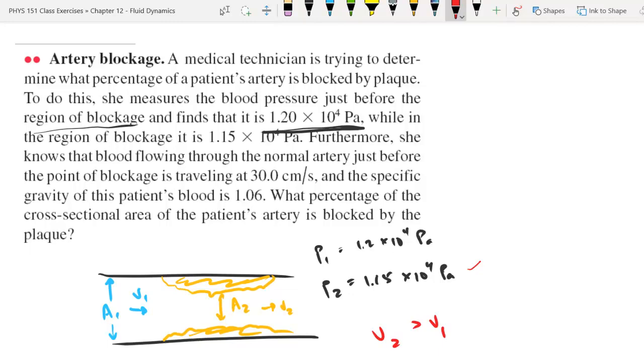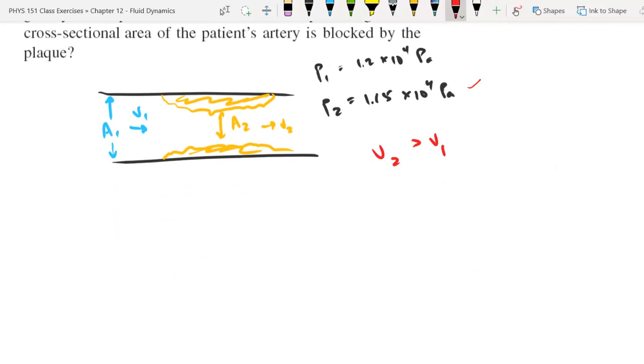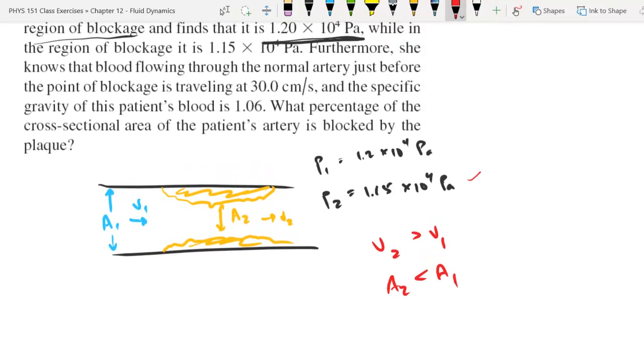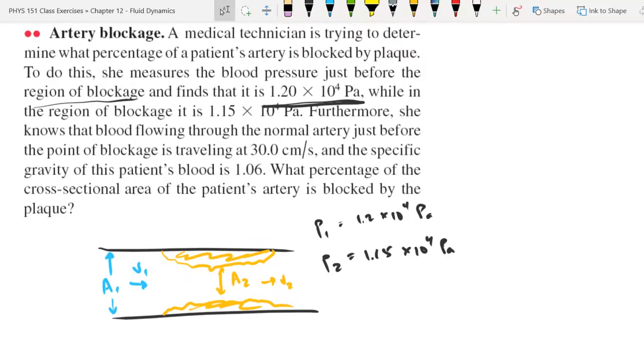And so if it's going faster at V2, we also know from the continuity equation that this would mean that area 2 would have to be less than area 1, right? So this is what it means. Then I can find out what area 2 is in terms of this stuff, and then we'll do a ratio of area 2 to area 1, to find out how much blocked it is. Okay? So it makes sense that the pressure would be less in a region of blockage because smaller area, therefore faster speed, therefore lower pressure.